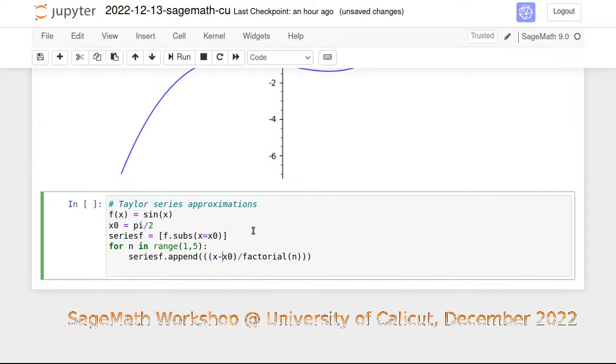This is on the top. So x minus x naught star derivative of f with respect to x, and the order is also important, nth derivative, and we are supposed to evaluate it substituting x equal to x naught. So I hope that this is complete. We are appending x minus x naught into the nth derivative evaluated at x naught by n factorial. I think this is good enough.